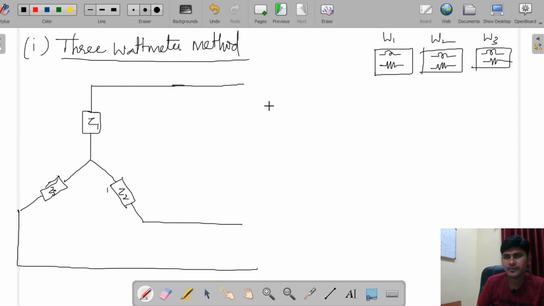In this method, 3 wattmeters are arranged in such a way that each has its current coil in one line. Okay, this is line R, this is line Y, this is line B. Current coil of wattmeter 1 is placed in this line. Current coil of wattmeter 2 is placed in this line. Current coil of wattmeter 3 is placed in this line.